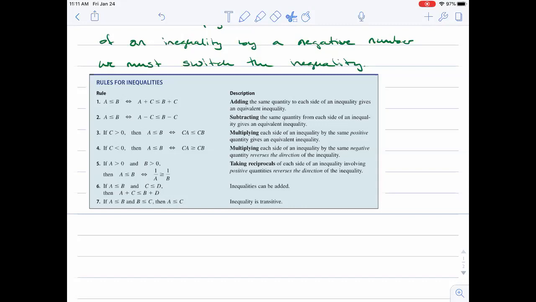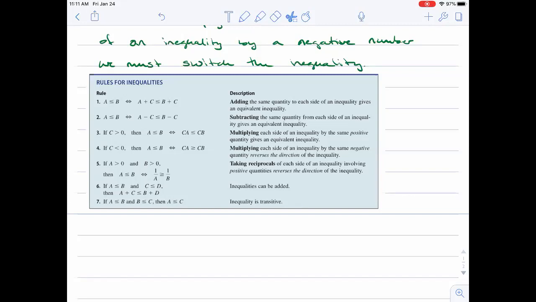Nice. So here, what we said earlier, right? If C is greater than 0, so if it's a positive number, then if A is less than or equal to B, we can just keep the inequality the way it is. And then the one that we just showed was property number 4. But I think it's easier to just say it in words: if we're multiplying or dividing by a negative number, we have to switch the inequality.